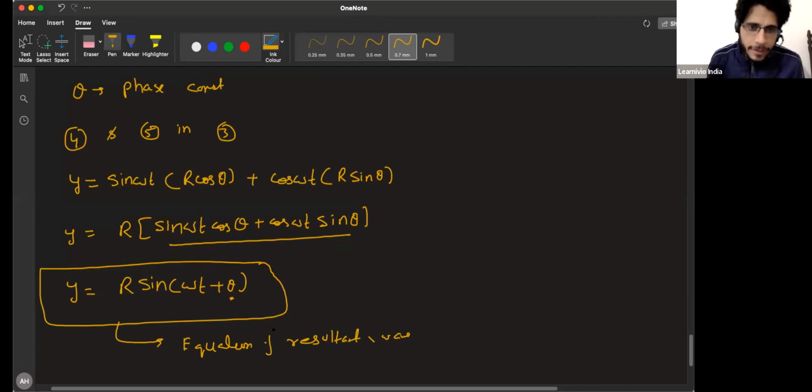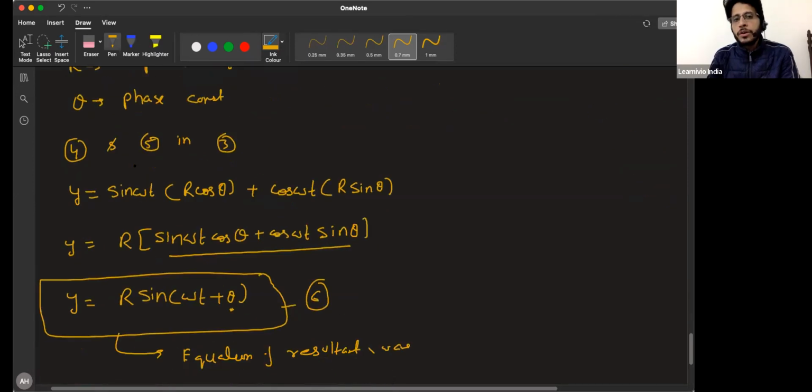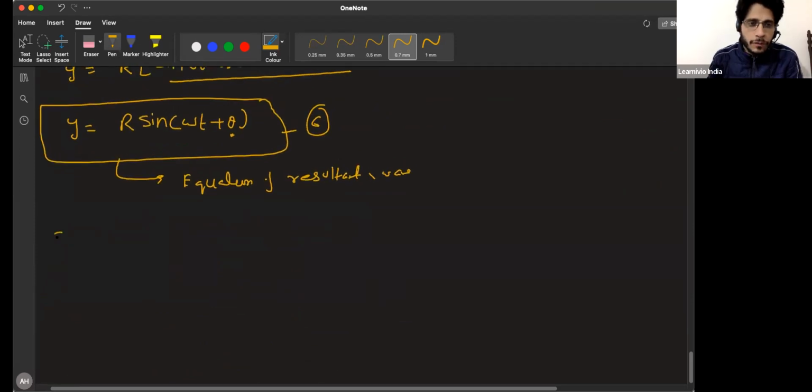Now, next what we have to do, we have to relate. We need a relation between r, theta, a, b and phi. So what we can do is square and add equation number 4 and 5. So we will square and add 4 and 5.